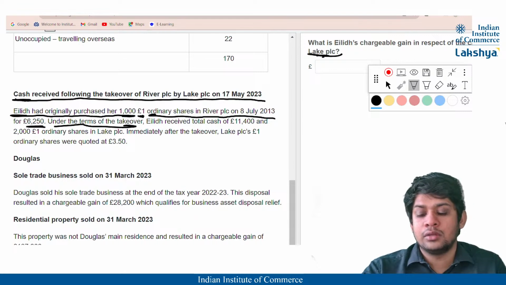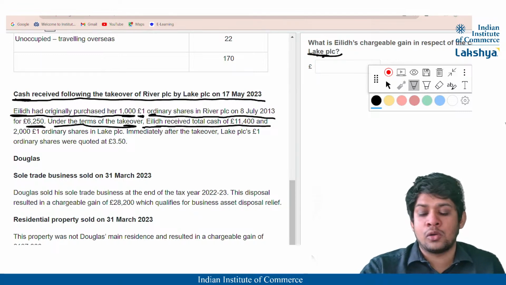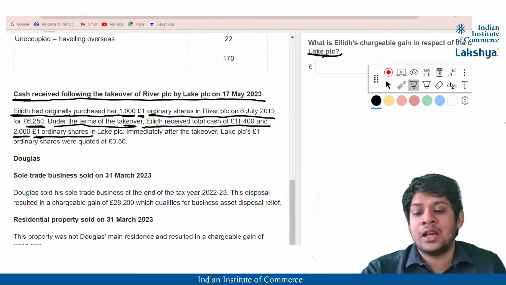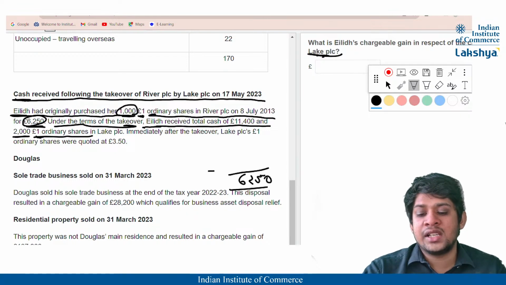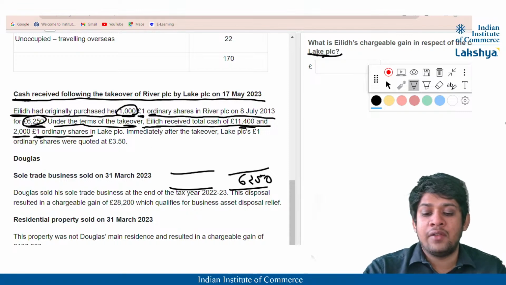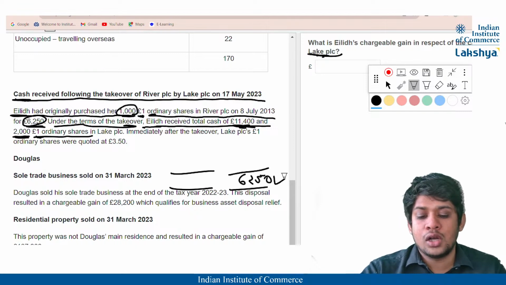Under the terms of the takeover, Elidith received a total cash of £11,400 and 2,001 ordinary shares. That means she had in total 1,000 shares and she purchased each share. The total cost of purchase is 6250, whereas in return she got a total of 11,400 cash, and also 2,001 £1 ordinary shares. So total cost is 6250.